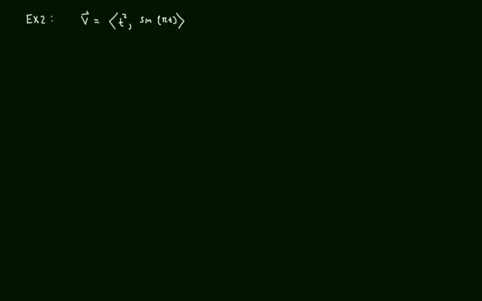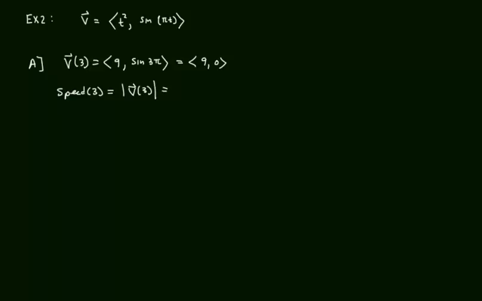In example 2, they give us the velocity vector and ask us to find some other things. So in part A, they want the speed of the particle at 3. So I'll find the velocity vector at 3, which is 9 comma sine of 3 pi, or 9 comma 0. And then the speed at 3, magnitude of the velocity vector at 3, which is going to be equal to the square root of 9 squared plus 0 squared, which equals 9. That's the speed. Alright, we're ready for part B.